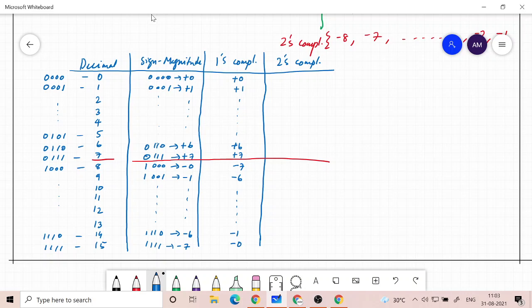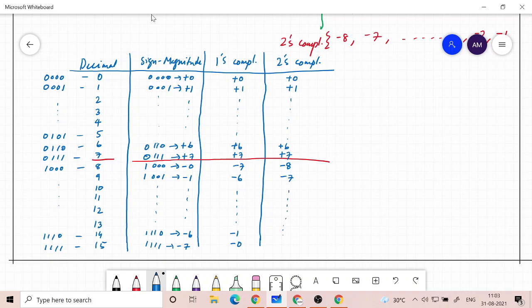So it just compares all the cases, and in 2's complement form, the positive side is exactly the same, and you have plus 6, plus 7, and when you come to 1 0 0 0, that is treated as minus 8, and then minus 7.